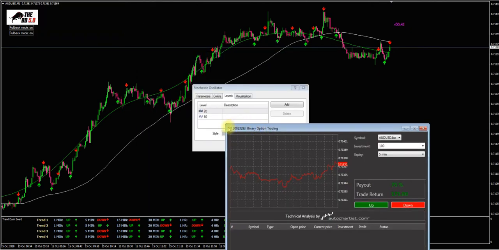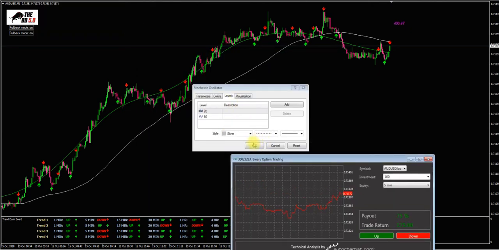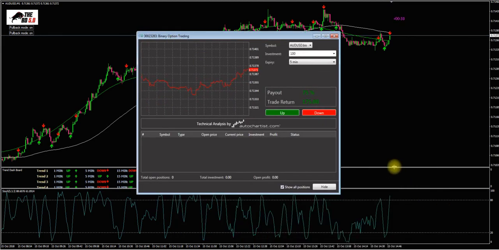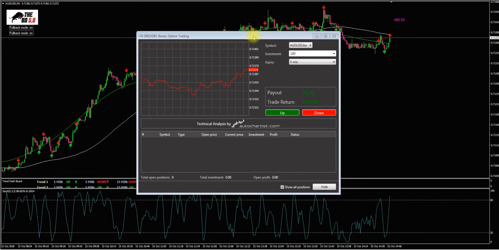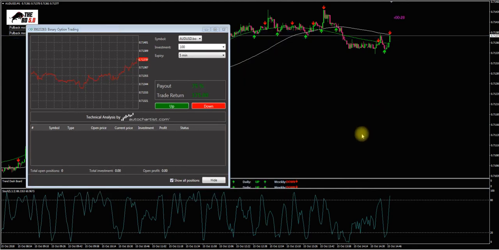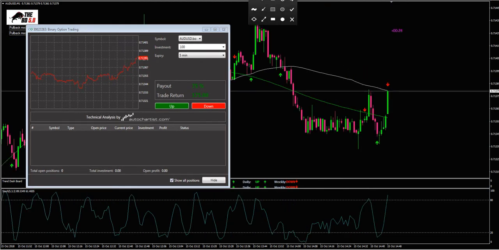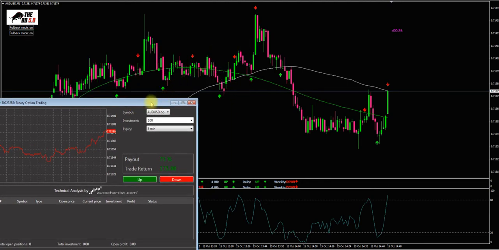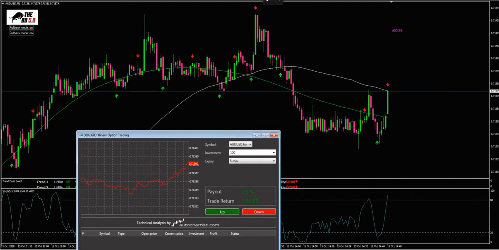So my stochastics, I'm just going to get rid of this trend dash. We don't need the trend dash. Okay, here we go. Another nice setup. Now what I like about this is a fresh trend reversal. So if I zoom out, can you see?